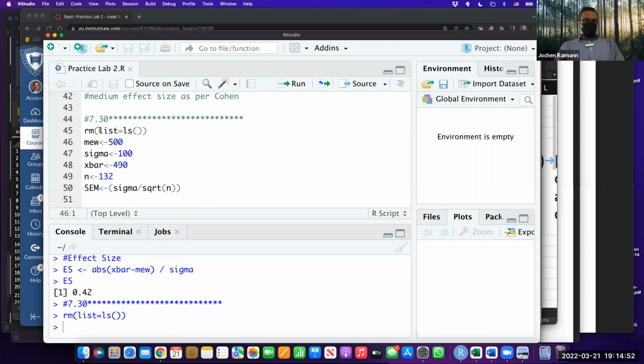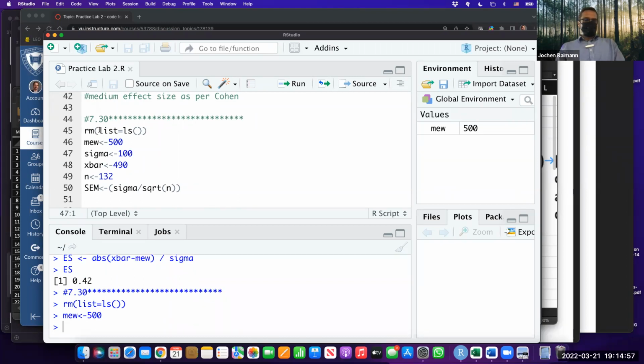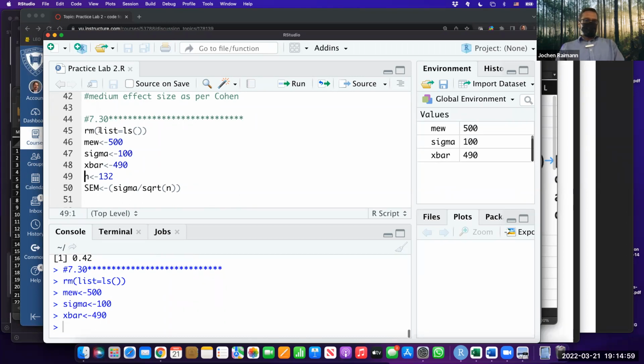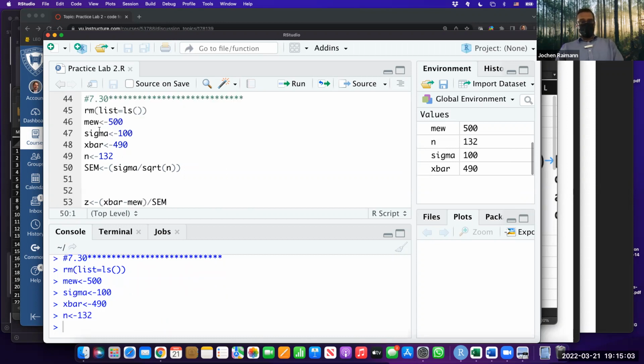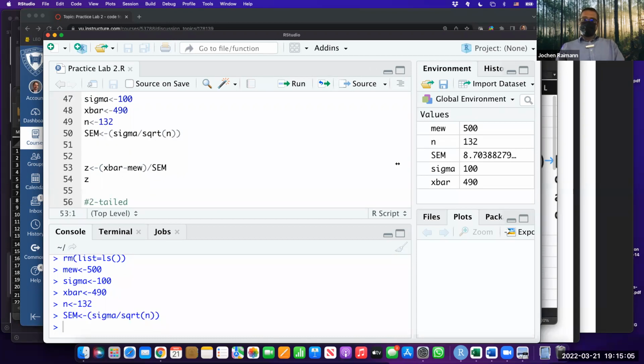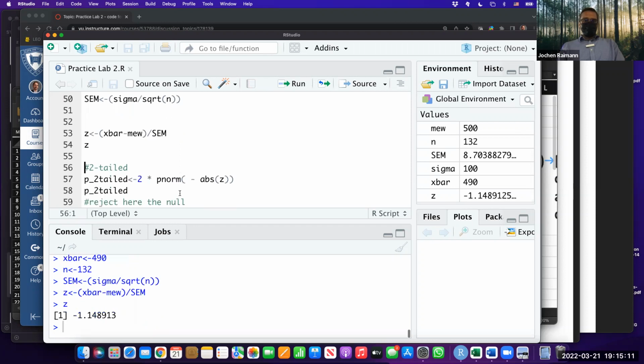So here we have the same example for 7.3. We have a mu of 500, a sigma of 100, and an x bar of 490. We have an n of 132, which we remember. The standard error of the mean is 8.7, just like in Excel. And again, the same calculations. We're getting a set of minus 1.15.